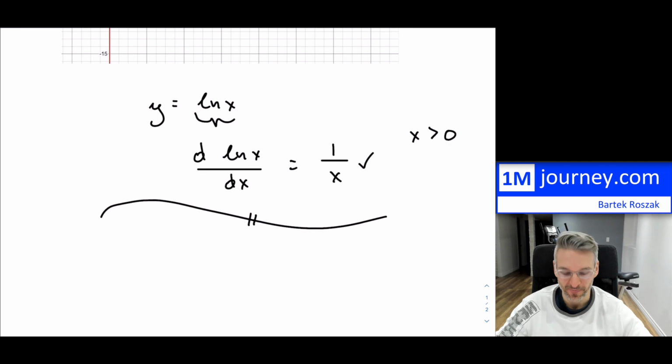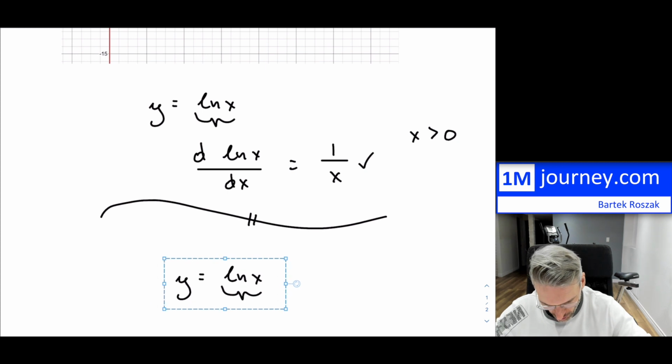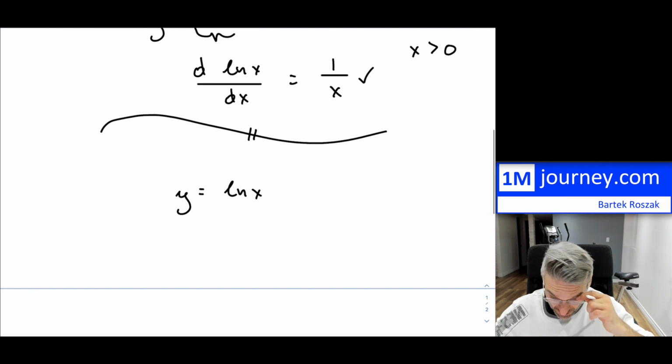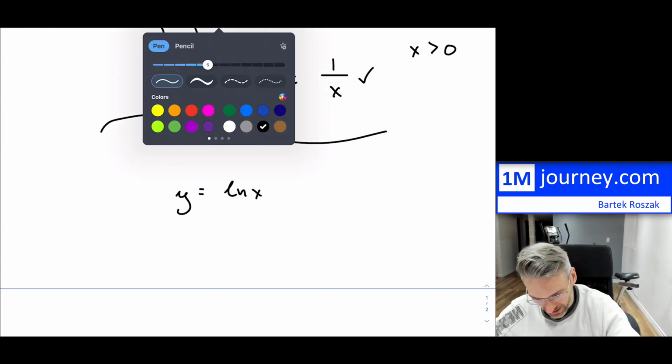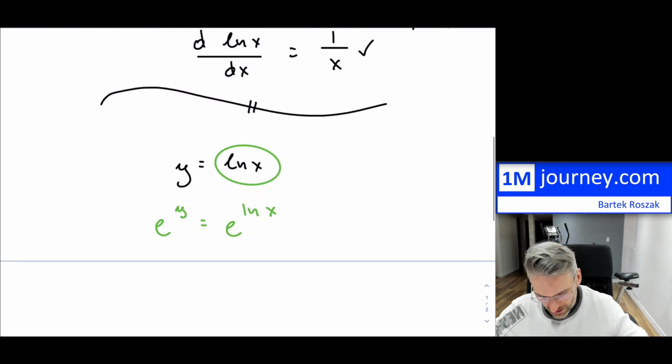Anyways, for this one, I'm going to use implicit differentiation. So I'm going to copy this, bring it back down here, and my goal is to derive how this 1 over x comes about. What I'm going to do is a little bit of a trick. If I raise both sides of the equation, I take e to the power of each side, so this is going to be e to the ln x over here, and then e to the y.